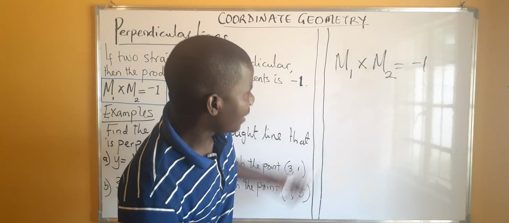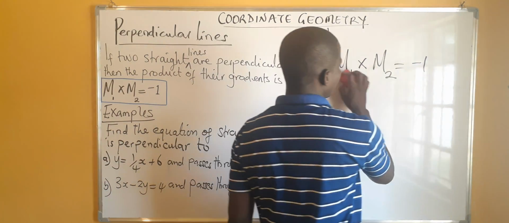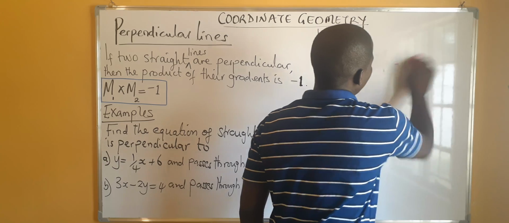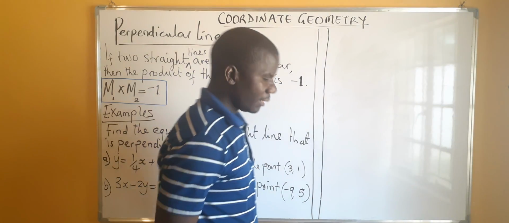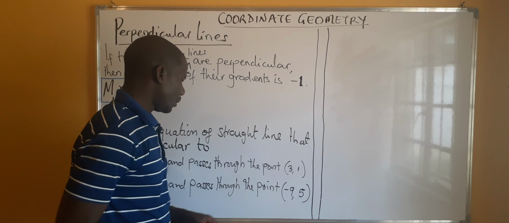Remember, in the other lesson where we were looking at parallel lines, we just said their gradients are equal to each other. All right. So, let's look at this lesson here.